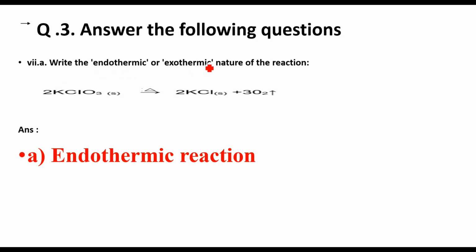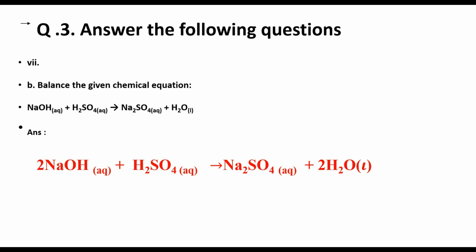Write the endothermic and exothermic nature of the reaction. The reaction is given to you and it asks which is endothermic and which is exothermic. So this is what we call an endothermic reaction. Here we can write the definition also. And the next question asks for a balanced equation of this. So NaOH, H2SO4. This equation is not balanced. Now here it is balanced by multiplying NaOH by 2 and H2O by 2. And while balancing, see that the states are also properly mentioned.